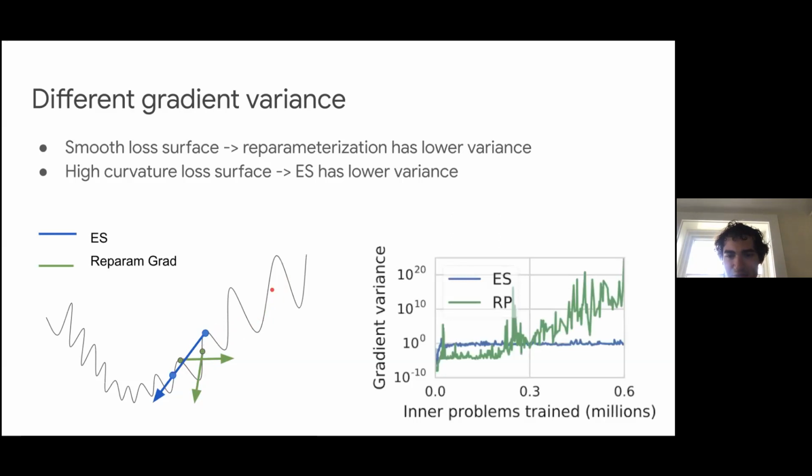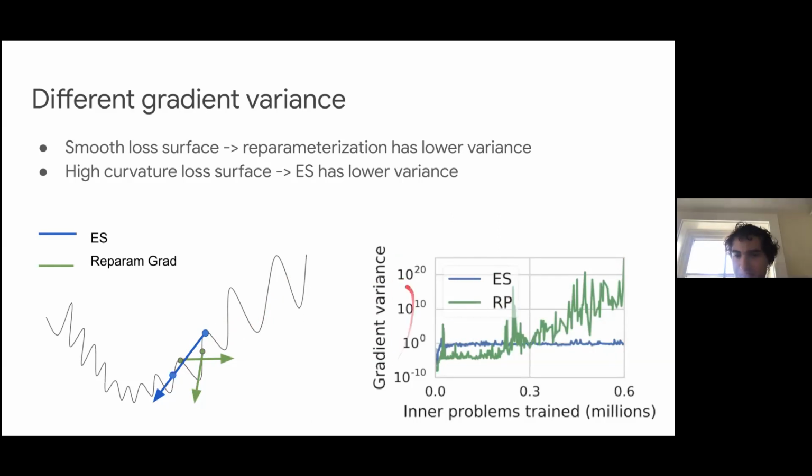And in practice, when training learned optimizers, we do see these types of trade-offs. Early in training, the reparameterization gradient has much lower variance, like 10 to the negative 5 compared to ES. But at the end of training, we have extremely high gradient variance for the reparameterization gradient, but relatively constant variance for ES. And I want to highlight the y-axis here.